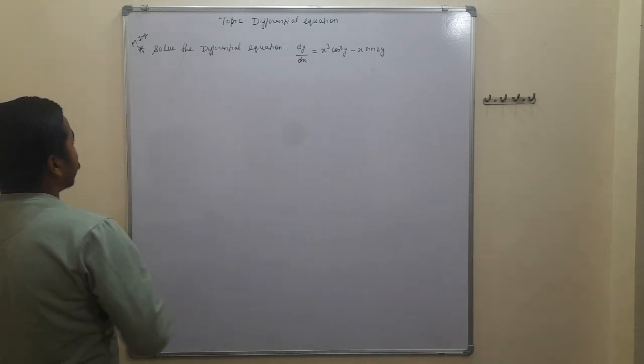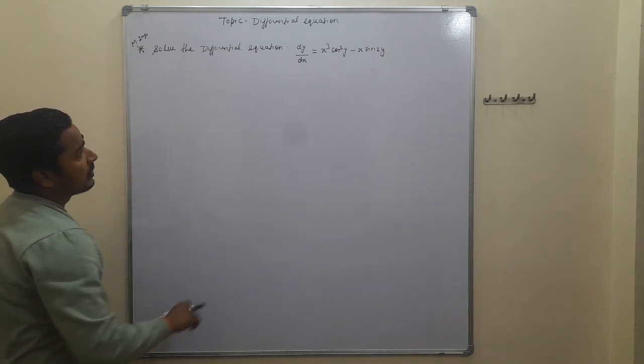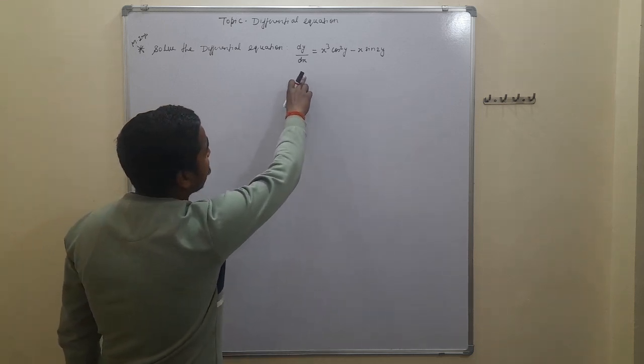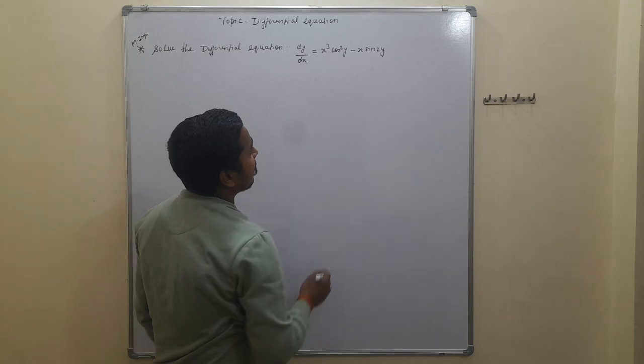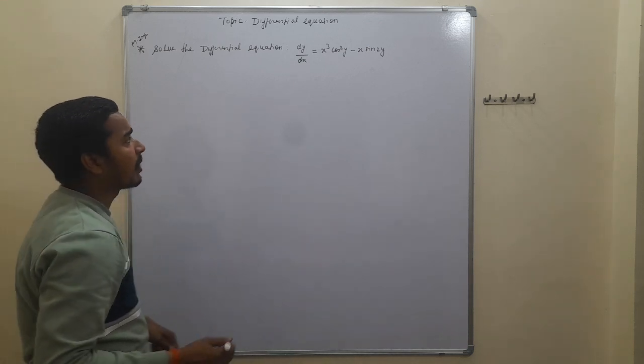The question is given, solve the differential equation. The differential equation is given by dy by dx is equal to x cube into cos square y minus x into sin 2y. Let's solve the problem.